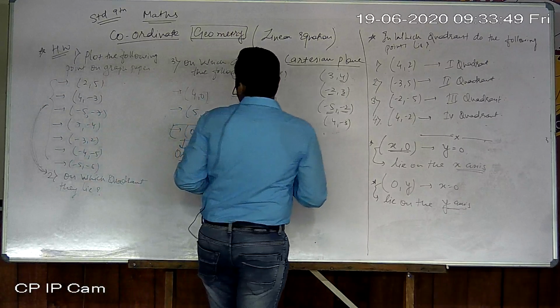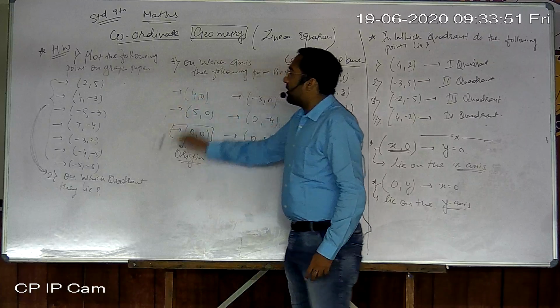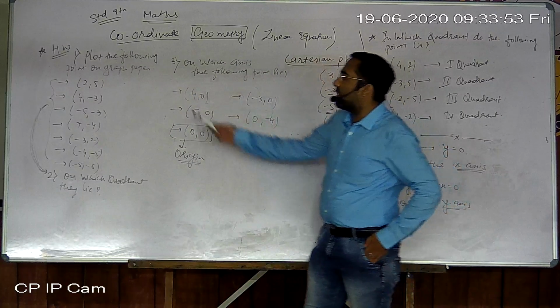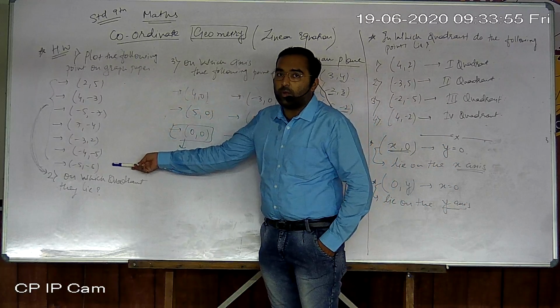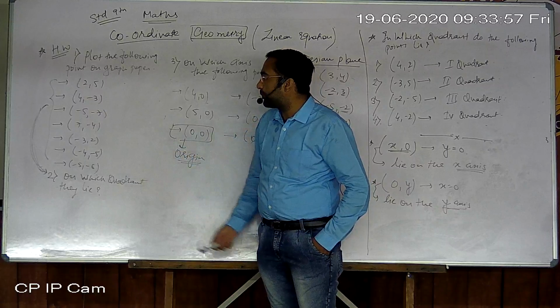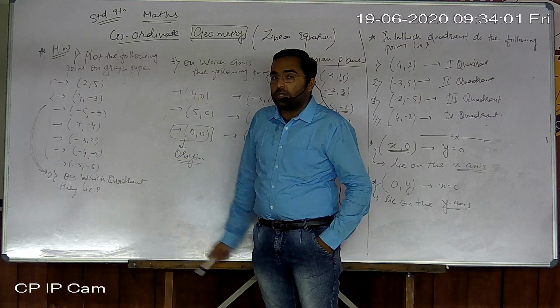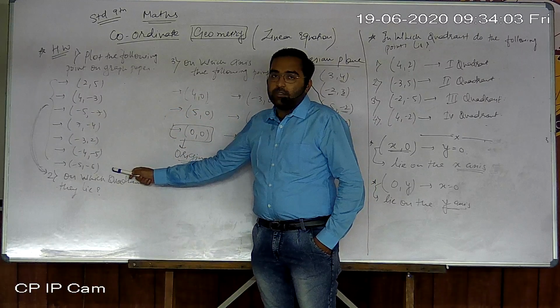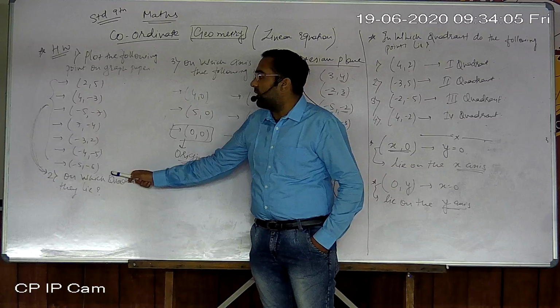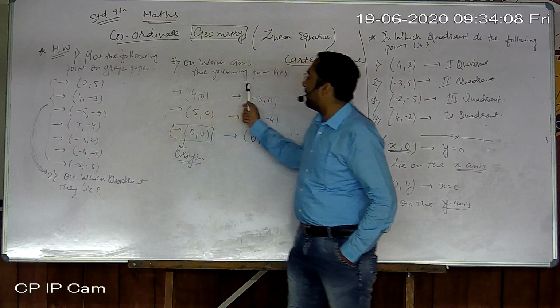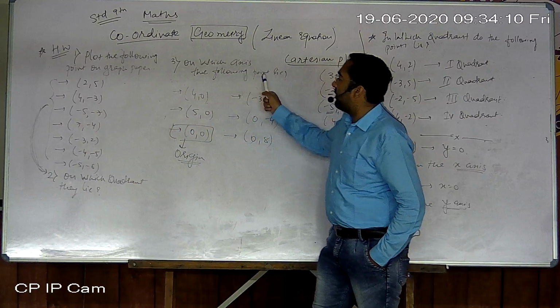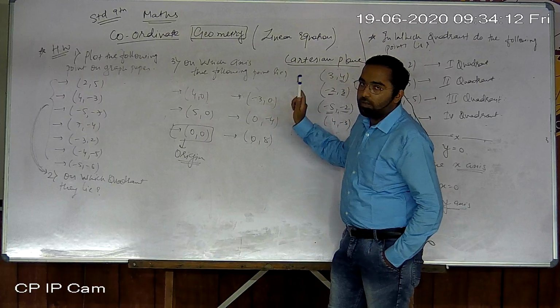Now there are 3 questions in your homework. The first question is to plot the following points on the graph paper. The second question is in which quadrant all these points lie, and the third one is on which axis the following points lie.